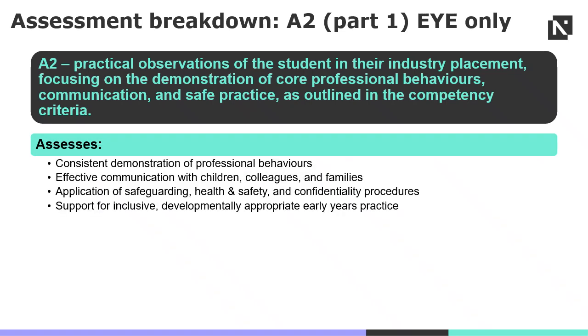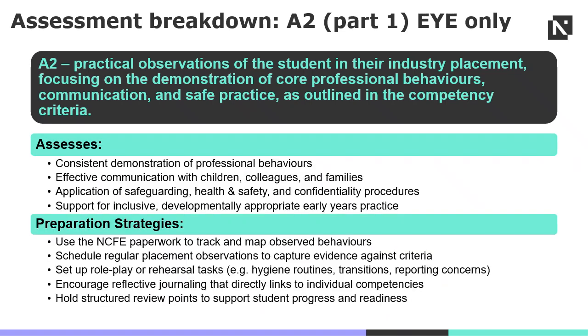Assignment 2 Part 1 is specific to early years and takes place in industry placement. It focuses on professional behaviours, communication and safe inclusive practice, all mapped to the Department for Education competency criteria. It can be started in year 1 of the T-level and be ongoing throughout. It will be internally assessed and externally moderated, so do make sure you're familiar with the criteria document.